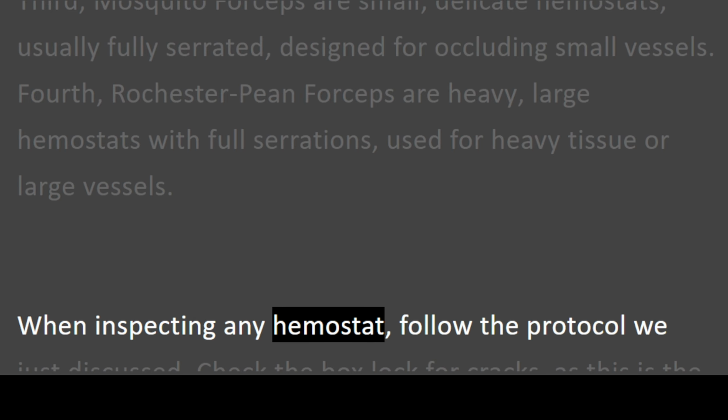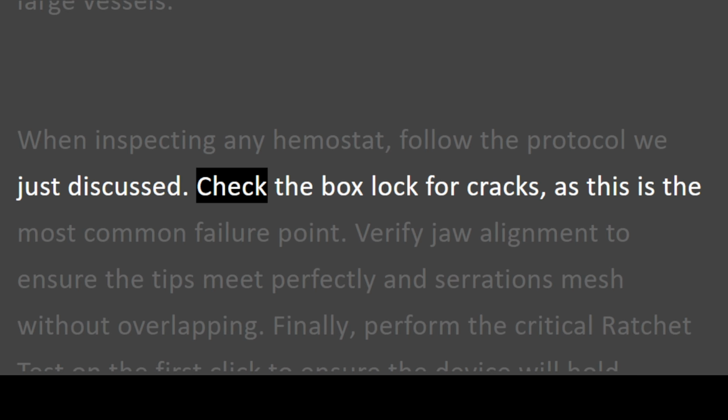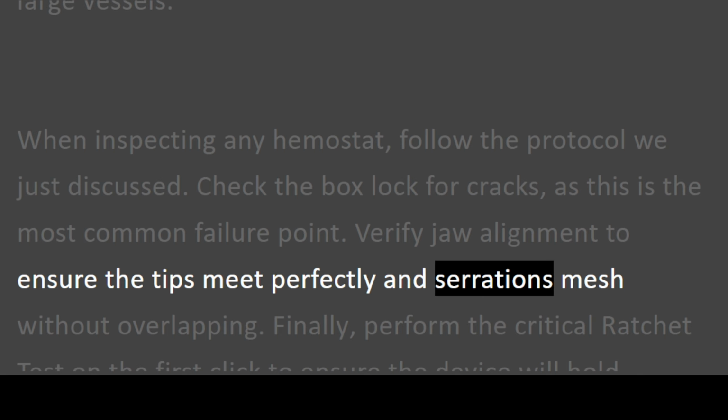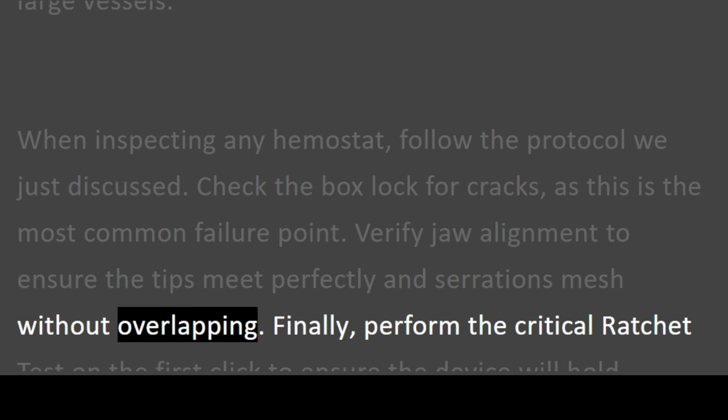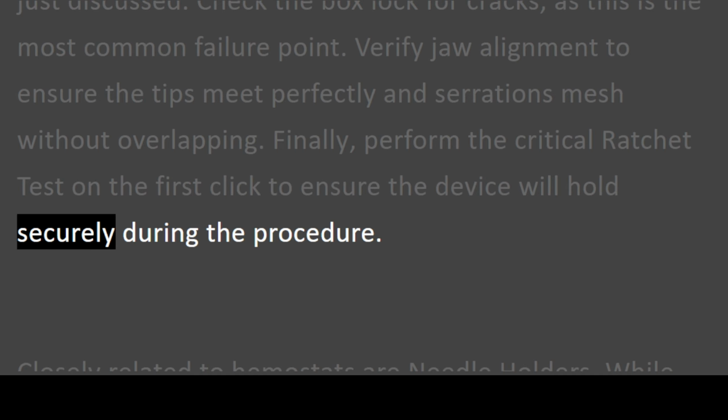When inspecting any hemostat, follow the protocol we just discussed. Check the box lock for cracks, as this is the most common failure point. Verify jaw alignment to ensure the tips meet perfectly and serrations mesh without overlapping. Finally, perform the critical ratchet test on the first click to ensure the device will hold securely during the procedure.